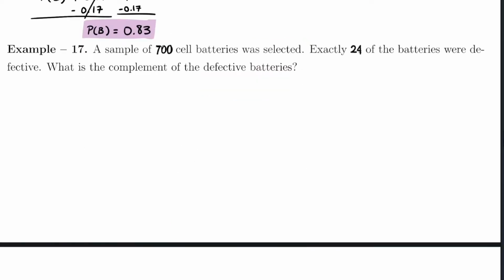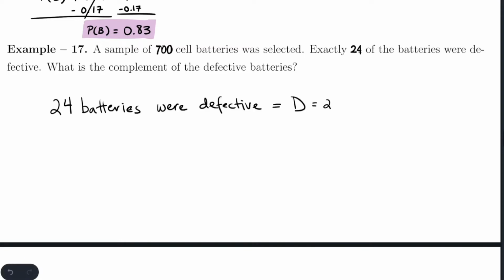So in this next example, we have a sample of 700 cell batteries was selected. So we've got a sample of 700. Exactly 24 of the batteries were determined to be defective. What is the complement of the defective batteries? So if 24 batteries were defective, let's call that event D. Now notice they're not asking for the probability of the complement, they're just asking for the complement. So the event D complement is the not defective batteries from the sample.